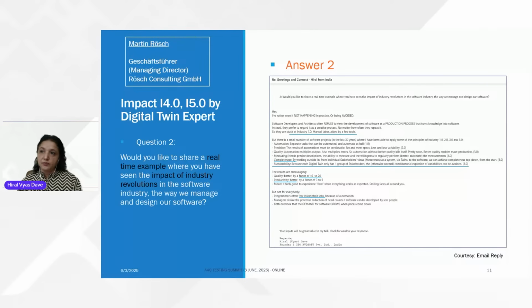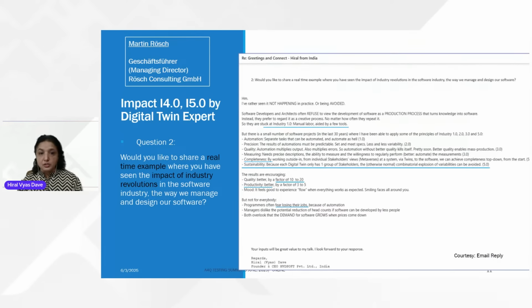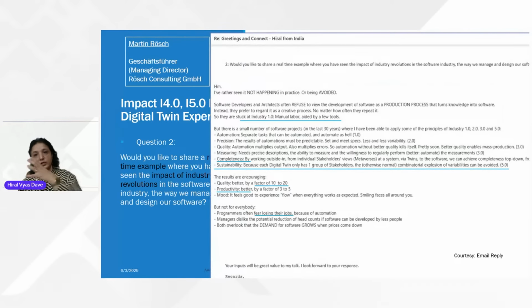Another question I asked him was how it has impacted. The wonderful answer was that if we are moving toward Industry 5.0 and developing software keeping the core values of 5.0 in mind, definitely the quality is going to be better by a factor of 10 to 20, and productivity better by a factor of 3 to 5. And the fear people have that they are going to lose their jobs will not be there, because upskilling and reskilling of those people is something we all should be thinking about. This is a wave coming towards us, and we have to be alert and ready to embrace it, because it is bringing something good to our society.